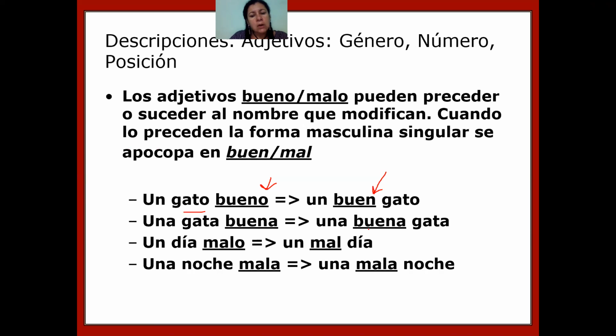Una gata buena, una buena gata. See, un día malo, un mal día. Remember, día is masculine. Un día malo is described as a bad day. But when I say mal día, I'm making a special emphasis on the quality of that day, on how to describe that day. Una noche mala, una mala noche.